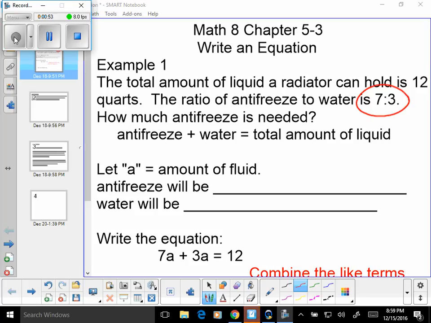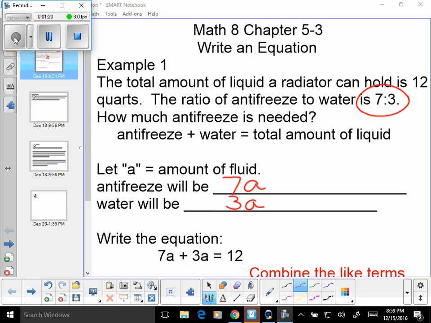We're going to let A be the amount of fluid. And it really doesn't matter if it's antifreeze or water, since both antifreeze and water are fluid. And remember, it says that it's liquid in the radiator. So I can allow it to be A. The antifreeze is going to be 7A. The water is going to be 3A.